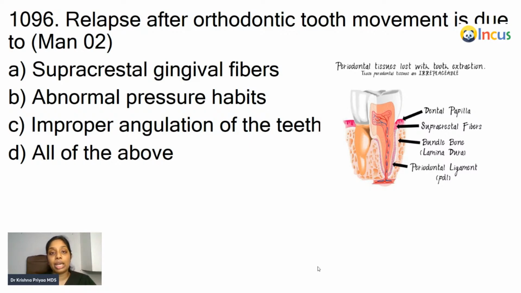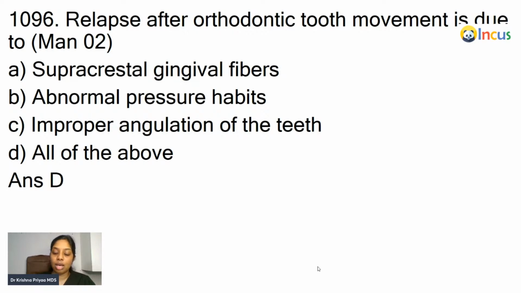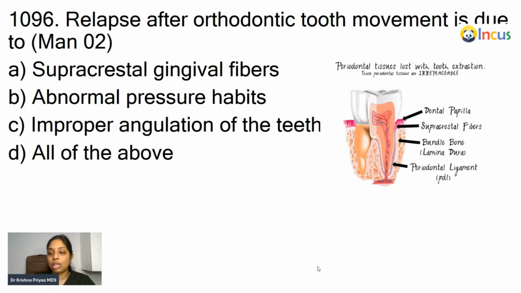Beyond which, when a relapse occurs, it may be because of the supracrestal gingival fibers, because that is the main issue. In this picture, you can see the supracrestal fibers are in this area, especially in conditions with rotations. When the supracrestal fiber fibrotomy is not done, then rotation relapse has a more likely chance of happening. So when it comes to relapse, the most important thing is supracrestal fibers because in rotation correction they play a major role. Abnormal pressure habits and improper angulation of the teeth, though at the end of orthodontic treatment they are not finished the same way, may still contribute.